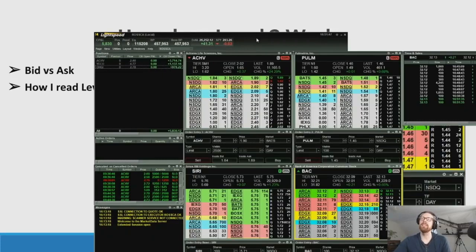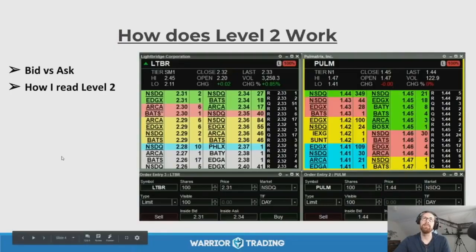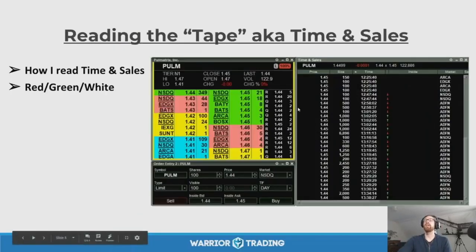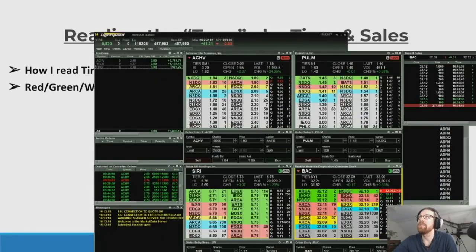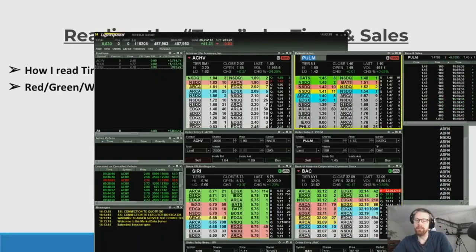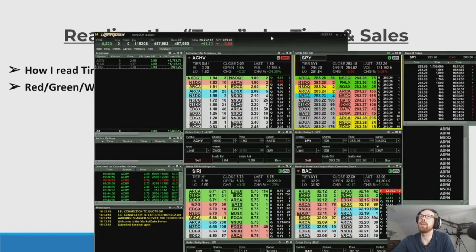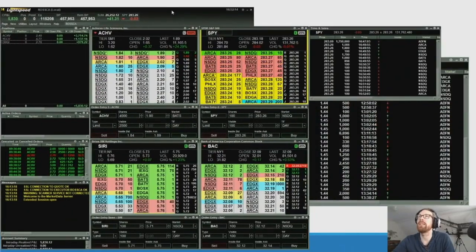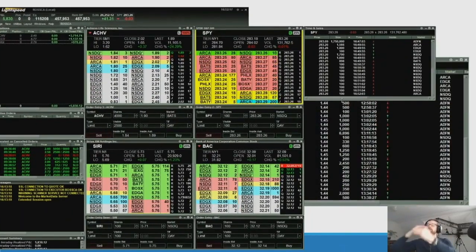And so the next step is for me to look at the time and sales. All right, so we've got our level 2, and then we have our time and sales. Time and sales is also sometimes called reading the tape. Reading the tape is just watching all of those orders go through. In the older days, they had the ticker tape machines, and those machines would basically be printing out almost like a receipt. And you just see all of the prints coming out.